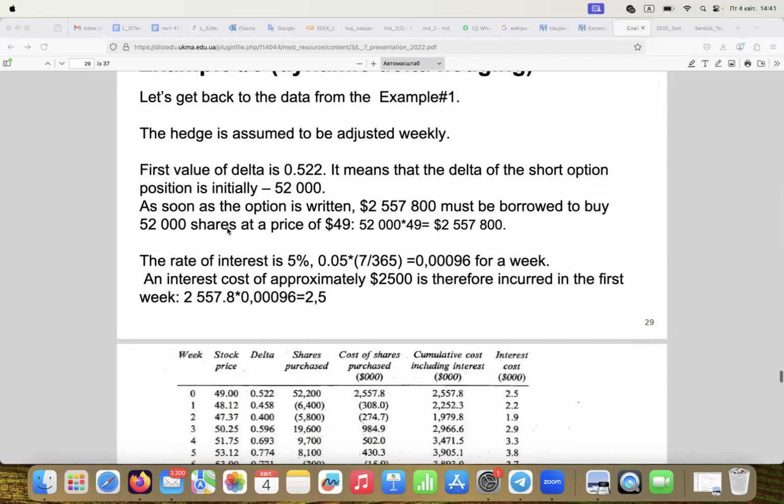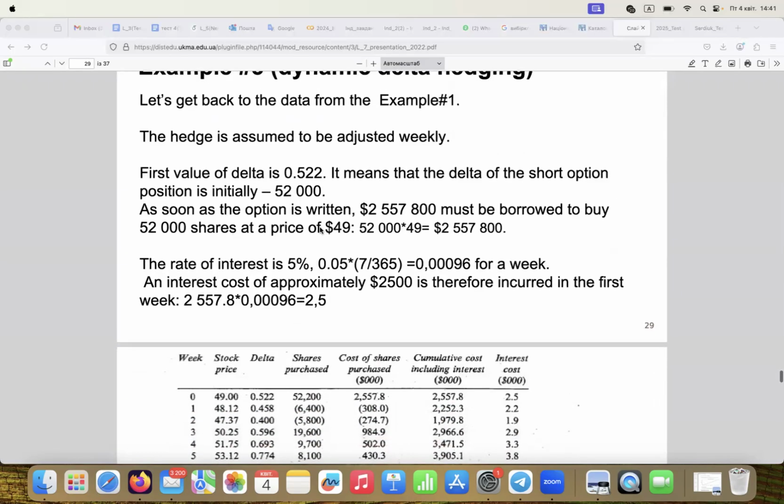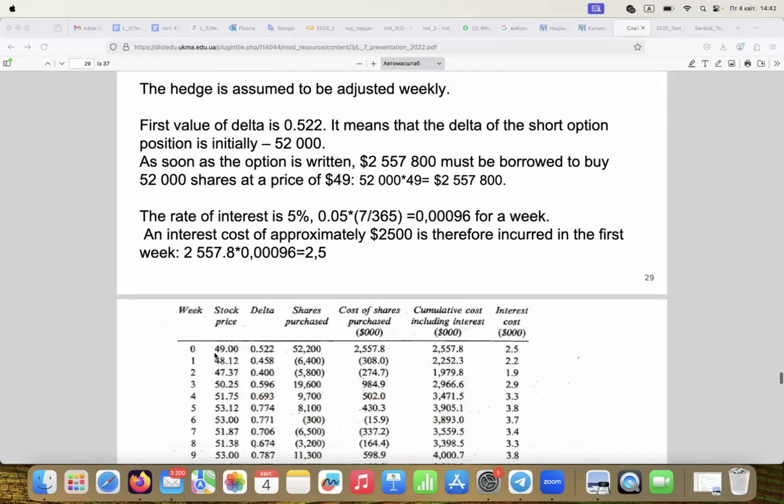Okay, now we know all this: we have the stock price for today, 49, and we chose the call option with strike price 50, and now we would like to hedge this selling by delta hedging.